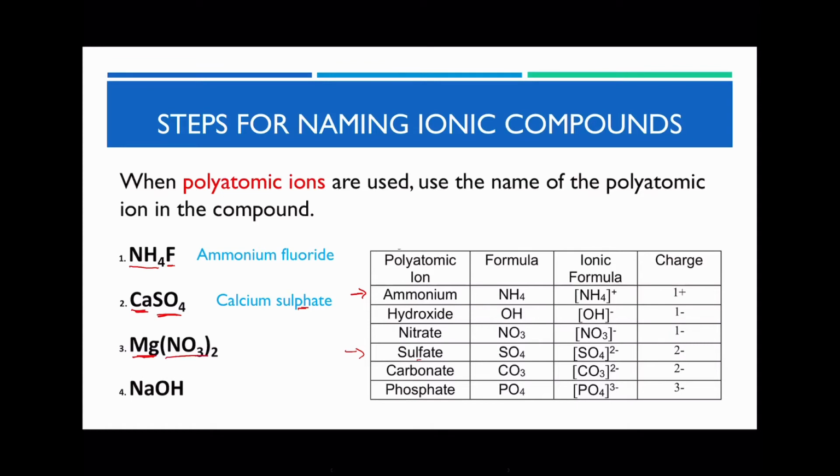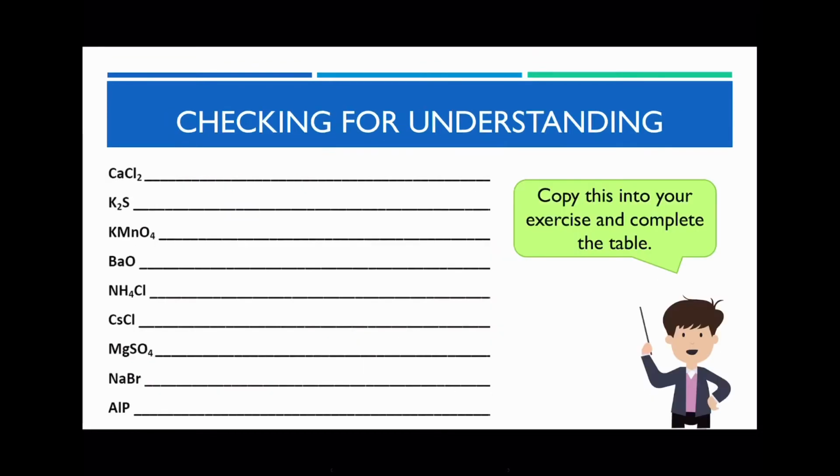However, you've got NO3 over here. NO3 is nitrate, so the name of this is going to become magnesium nitrate. And for the final example, you've got sodium, and OH represents hydroxide. So the name of this particular ionic compound is going to become sodium hydroxide.